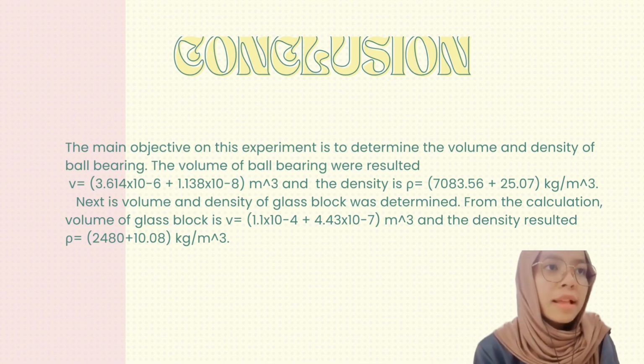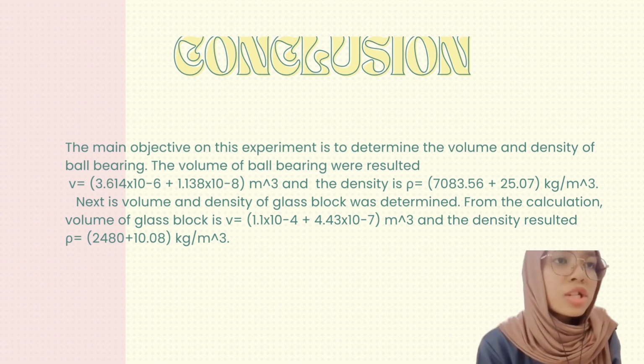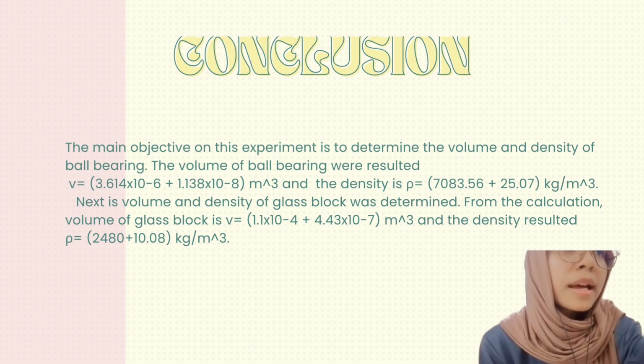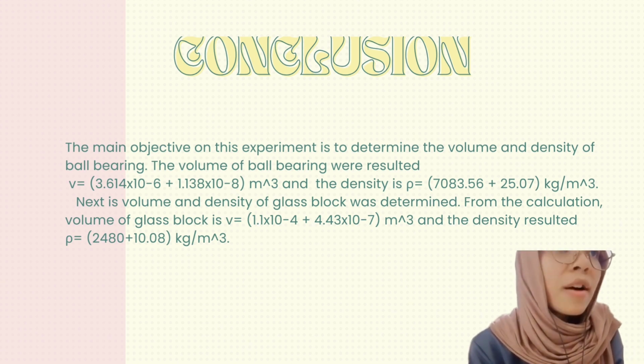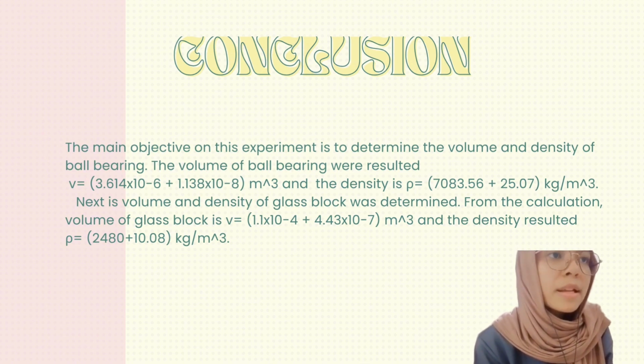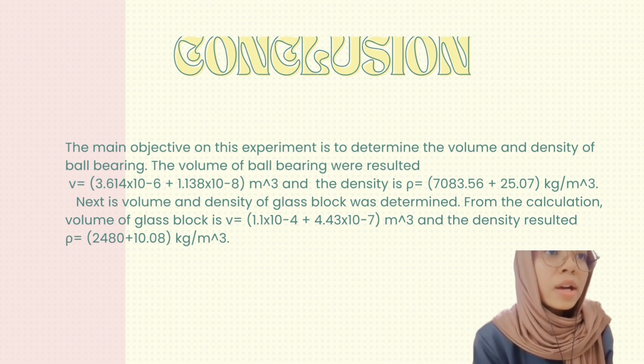The volume and density of the glass block are determined from the calculation. The volume of the glass block is V equals 1.1 multiplied by 10 to the negative power of 4 plus or minus 4.43 multiplied by 10 to the negative power of 7 m to the power of 3, and the density resulted in rho equals 2480 plus or minus 10.08 kg per m to the power of 3.